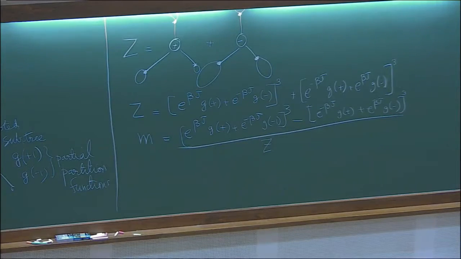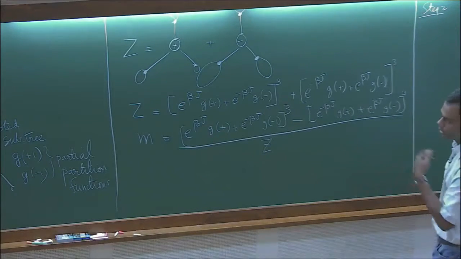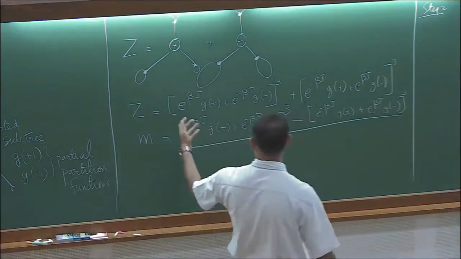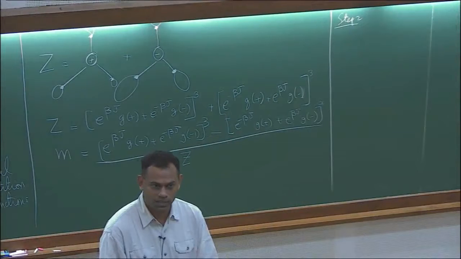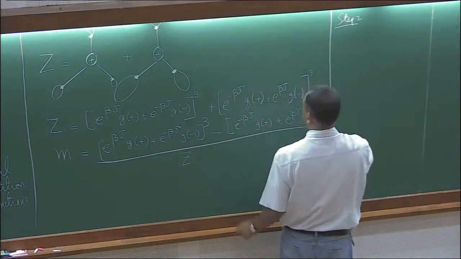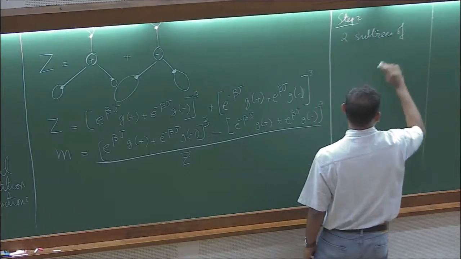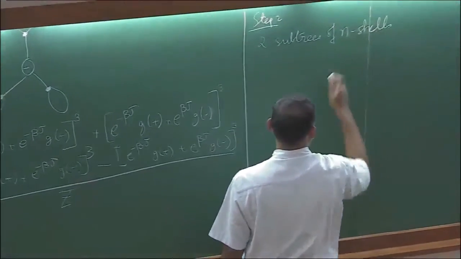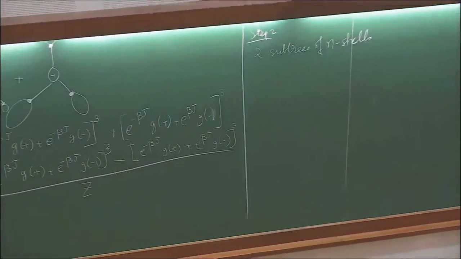Okay, so now the next step, step two, is how to compute the partial partition functions. But once you write something like this, that's quite straightforward. So I want to construct the partial partition function of a rooted subtree of n plus one shells, let us say. In this case, we'll work with q equal to 3. So I consider two subtrees of n shells. So it's just a partition function of a tree like this, with a root site here, and each one connected to q sites below. This is a bit different from the original lattice, in which every lattice site had q neighbors. So this is just the partition function of this.